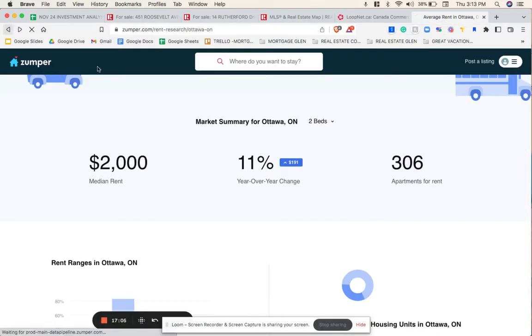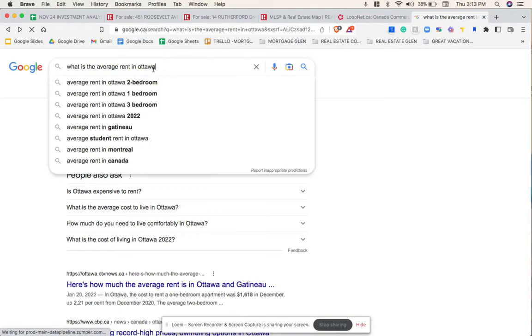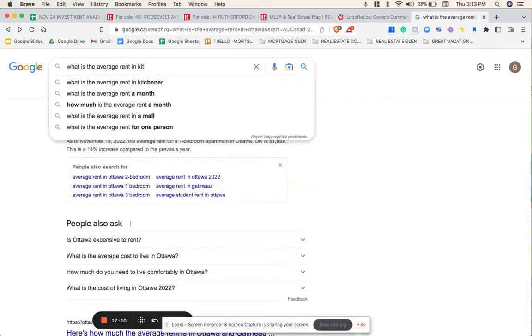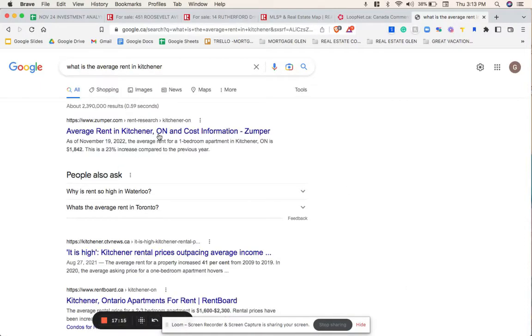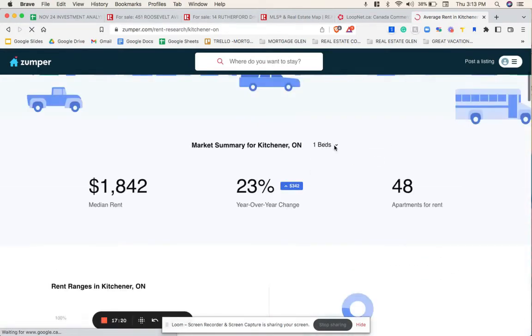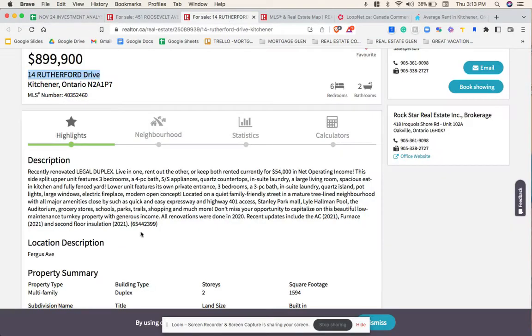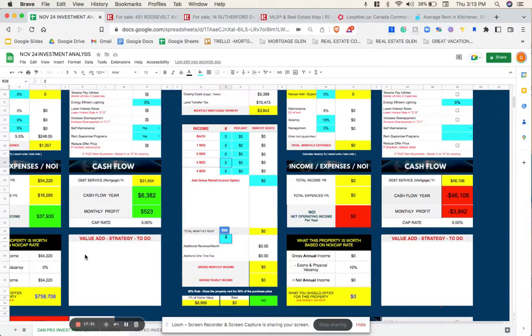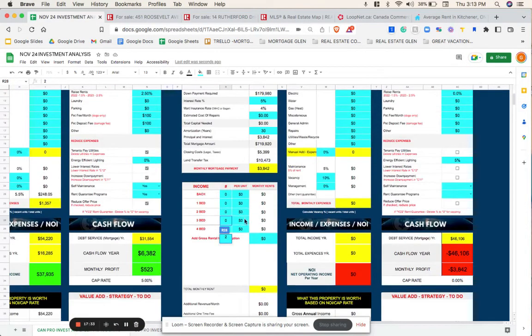So we're going to go over here. What's the average rent in Kitchener? In Kitchener, right? KIT. There you go, Kitchener. And again, it's going to be this Zoomer. We use that quite often. So you're going to scroll down here, and it's a 3-bedroom unit, right? They're 2 3-bedrooms. Wow, $27.59 each. That's pretty good. Let's put that in. $27.59 each. Enter. Automatically, look at that.